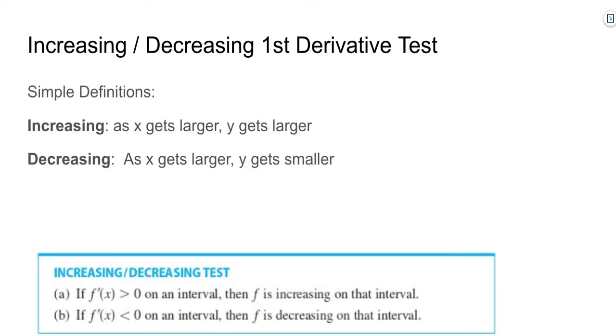So to talk about increasing, though, or decreasing, what we mean is as x increases. X is always increasing because we have to read from left to right. And I highlight that because I don't always read from left to right.